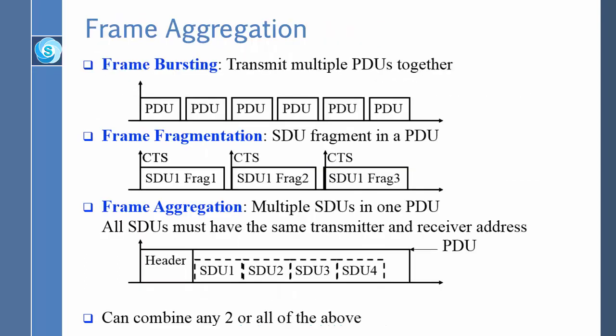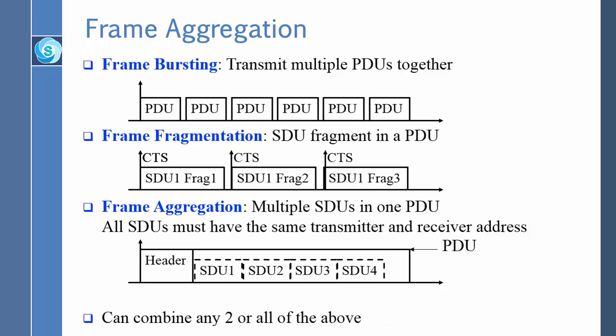Third thing is frame aggregation. Now, frame aggregation comes at multiple layers. One is frame bursting, which is actually you send a PDU, you send a PDU, you send a PDU, multiple PDUs, and then frame fragmentation, which is just the opposite. You take a big SDU and make it into smaller fragments. You send RTS-CTS and the fragment, RTS-CTS and fragment. Here, what you're doing is you're sending your RTS-CTS and then you're sending a bunch of them. One RTS-CTS, here's the multiple.